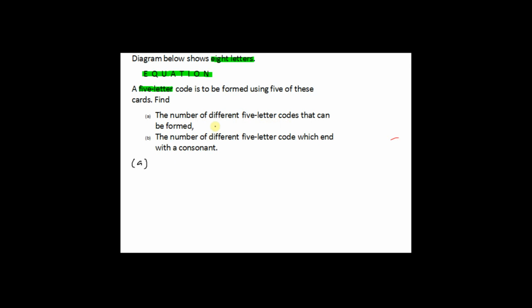Now we have to arrange 5 letters from 8 letters. So this is 8 permutation 5. Just press your calculator, your answer should be 6720.